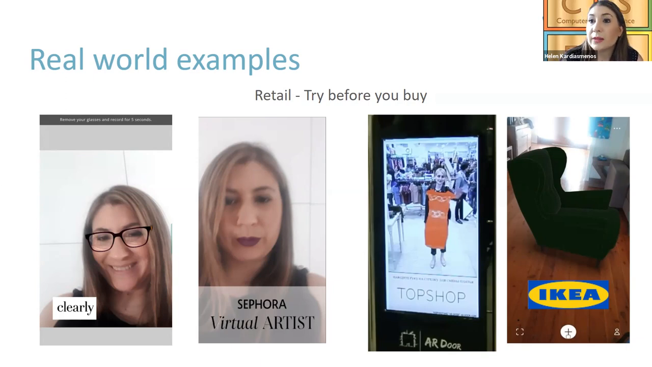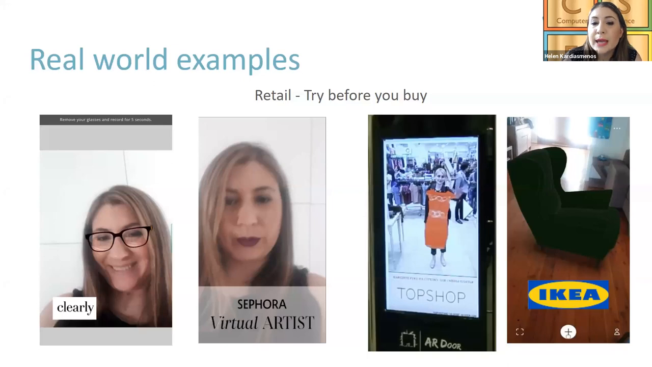We have apps like the IKEA app that also allows you to try furniture in your space. And that's really useful if you're looking at the size of things or colours and how that complements what you've already got.